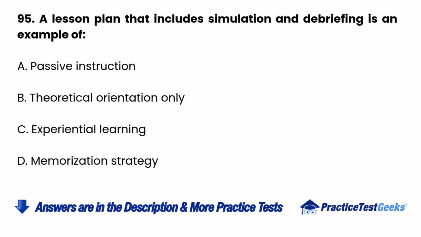95. A lesson plan that includes simulation and debriefing is an example of A. Passive instruction. B. Theoretical orientation only. C. Experiential learning. D. Memorization strategy.